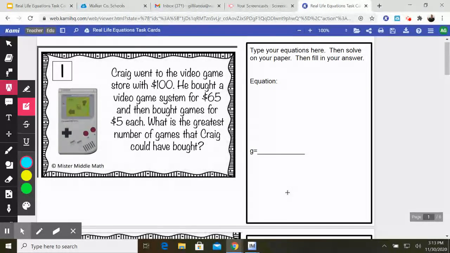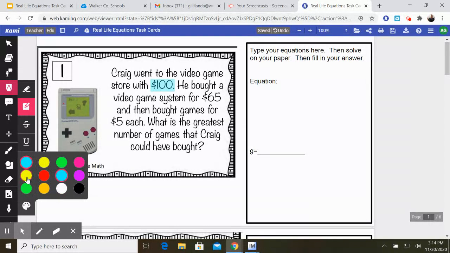So when I read this, I know 3 things. I know that he has a total of $100. So I'm going to highlight that. He has $100. That's my total. That's going to be on the other side of my equal sign. I also know that he bought a $65 game. So in math terms, that is a constant. It is not going to change. I know he spent at least $65 on a video game system.